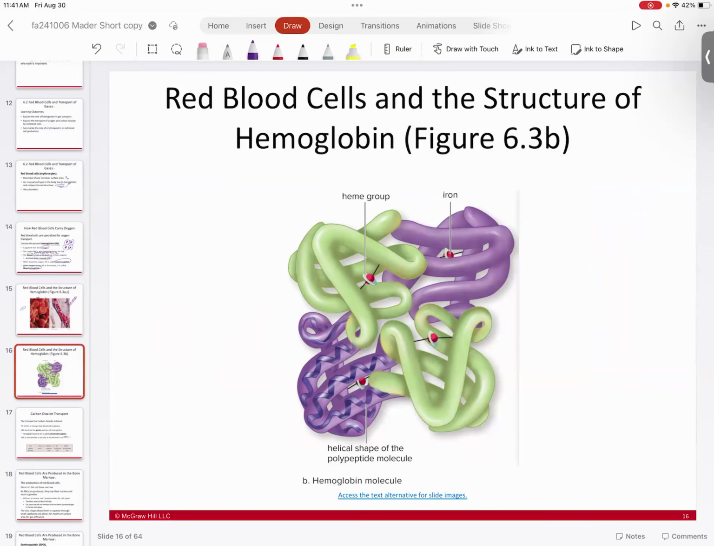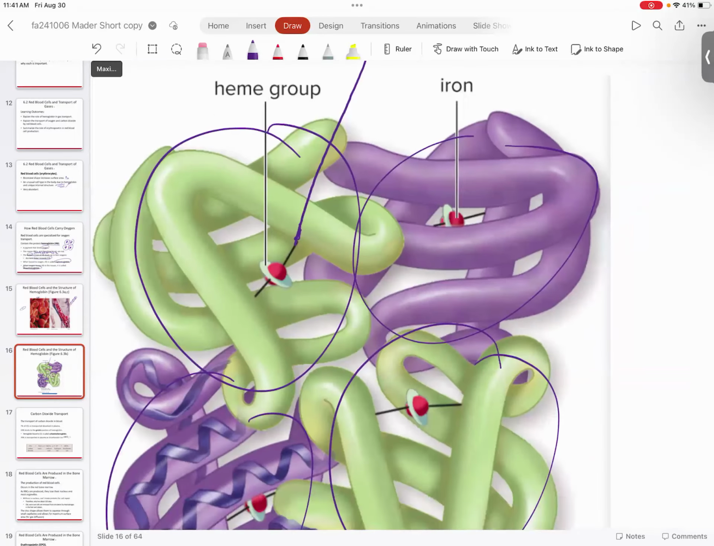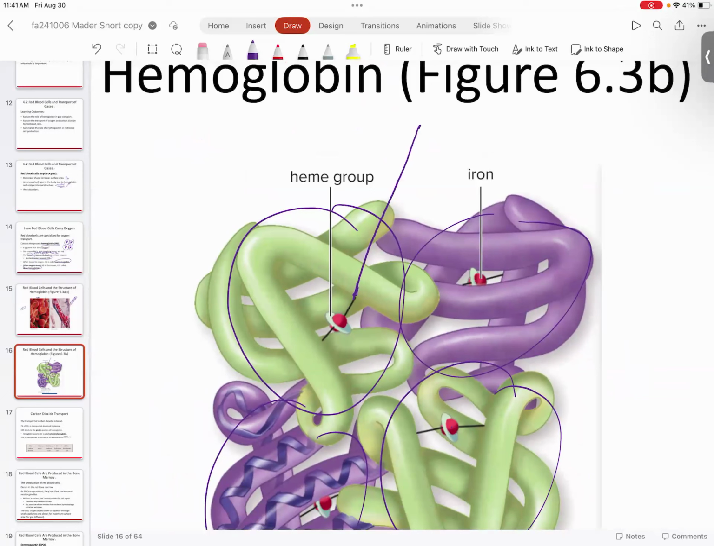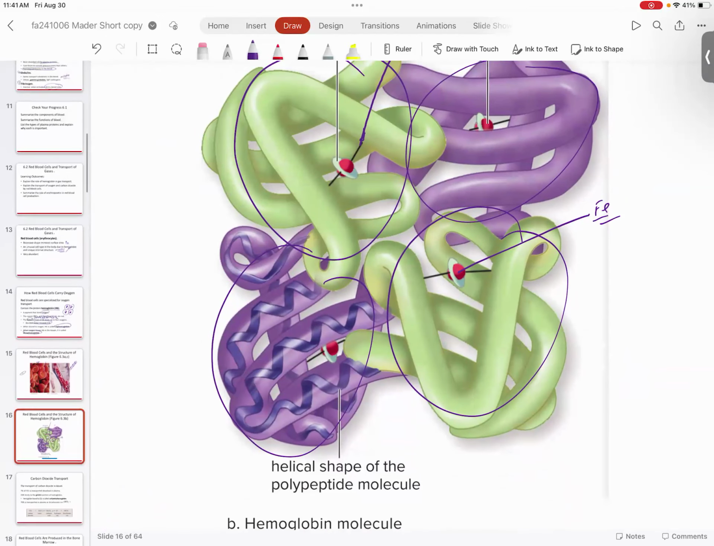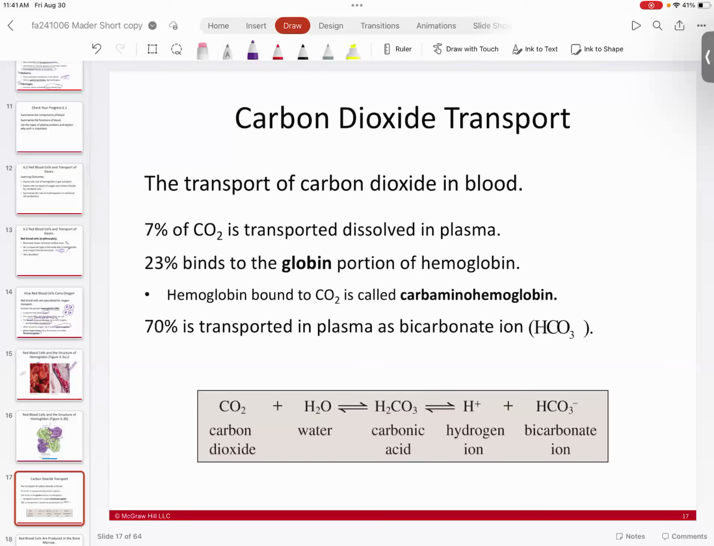So here you can see your major globulins, right? So you have alpha on these two sides, and you have two betas, the purple ones. And in the middle, you can see this little heme group where the red ball is iron. And it's the iron that will bind to the oxygen. So you can see that the hemoglobin has 4 different places for oxygen to bind. So that's basically how we transport oxygen into and around the body.